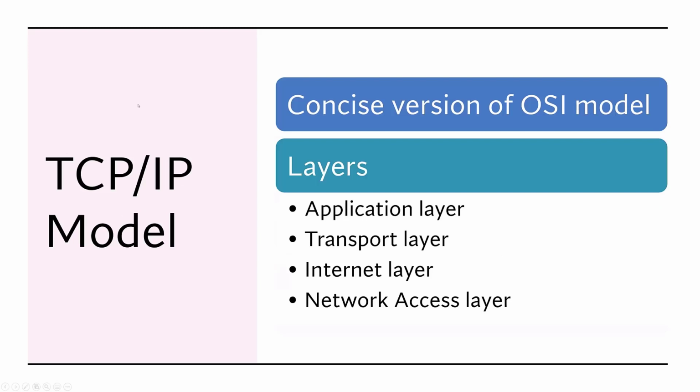Then we have the TCP/IP model, which is a concise version of the OSI model. It has the following layers. We have the application layer, the transport layer, the internet layer, and also the network access layer. From a systems design perspective, application layer and transport layer are important.